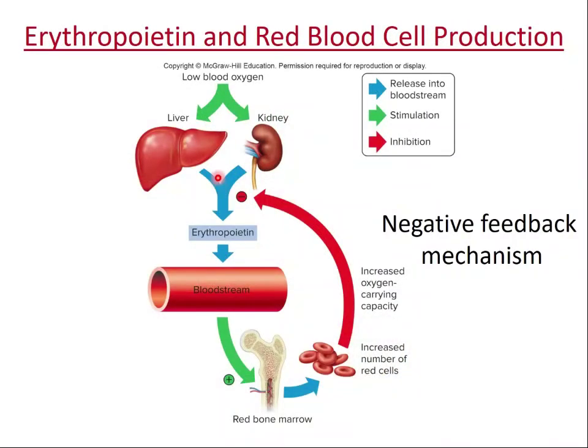Shown here the same thing in a different angle, where the body will realize, oh, we don't have enough oxygen, and then the kidney and sometimes even the liver will produce erythropoietin, and erythropoietin will go through the blood, reach the red bone marrow, produce more red blood cells that will help carry more oxygen, and that more oxygen will now stop the production of erythropoietin.